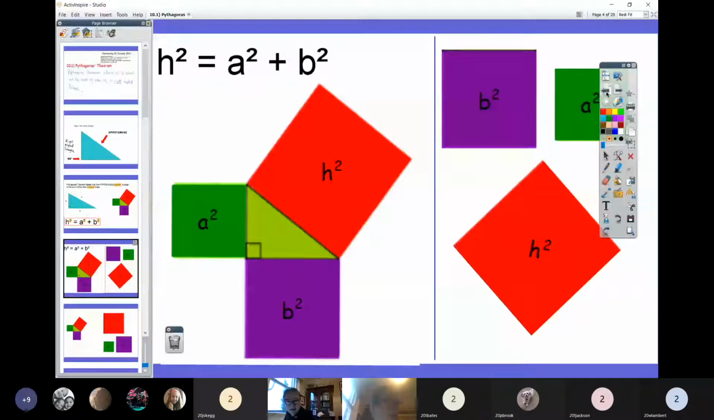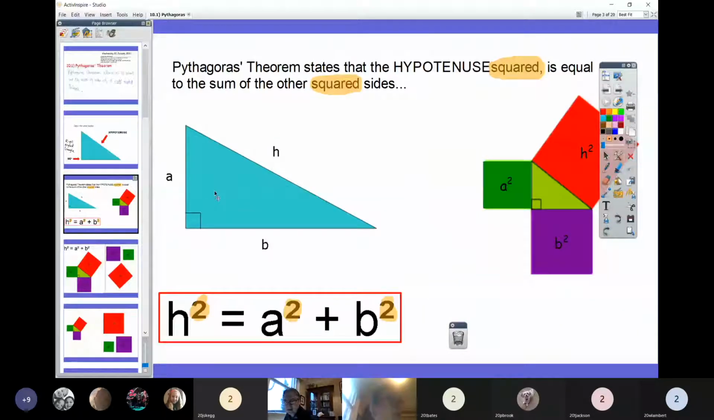So let's imagine, I'll just wait until it clicks onto the appropriate slide. Here we go. Let's imagine we call the two shorter sides A and B. It doesn't matter which way round. And we're going to call the hypotenuse H. Then Pythagoras' theorem tells us that if you take whatever A is and square it, and then add on whatever B is once it's squared, that equals the hypotenuse squared. So it only works if you square them.